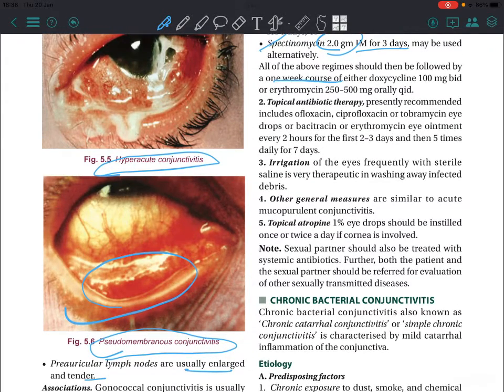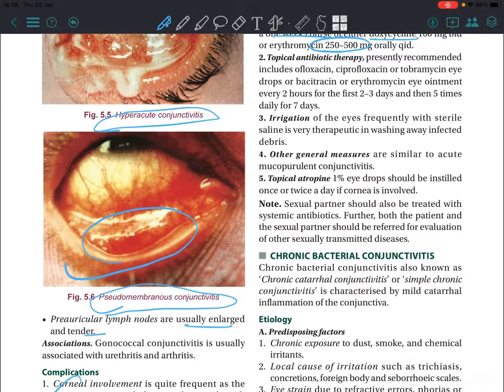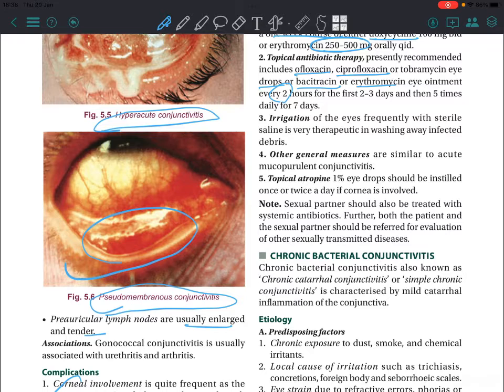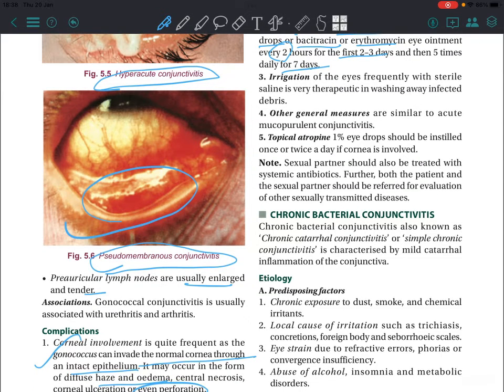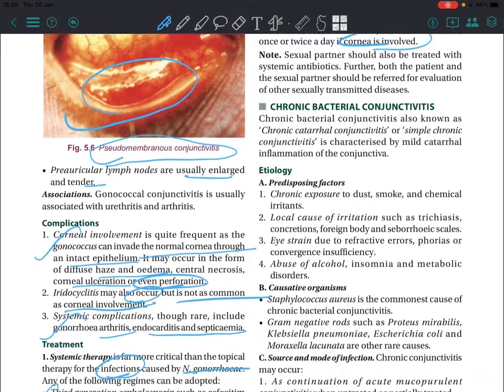It should be followed by a 1 week course of either doxycycline 100 mg BID or erythromycin 250 to 500 mg orally QID. Topical antibiotic therapy presently recommended includes ofloxacin, ciprofloxacin, tobramycin eye drops, bacitracin, erythromycin ointment every 2 hours for the first 2 to 3 days and then 5 times daily for 7 days. Irrigation of the eye frequently with sterile saline is very therapeutic in washing away infected debris. Other general measures: topical atropine to be instilled if the cornea is involved.